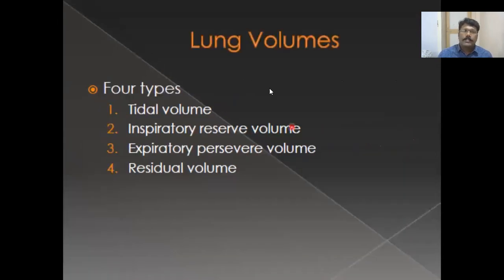Now, what are the different lung volumes? Or we can also say these are known as the respiratory volumes. In your textbook, it is given as respiratory volume. And there are four types of respiratory volumes. You can simply remember these as tidal volume or TV, inspiratory reserve volume or IRV, expiratory reserve volume or ERV, and the residual volume or RV.